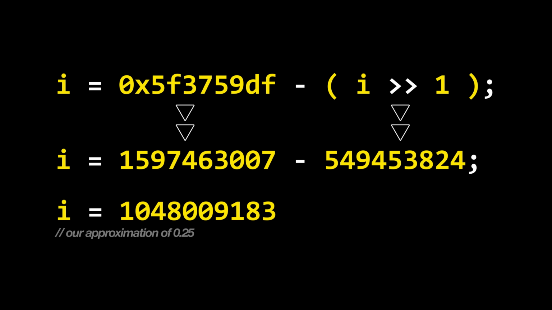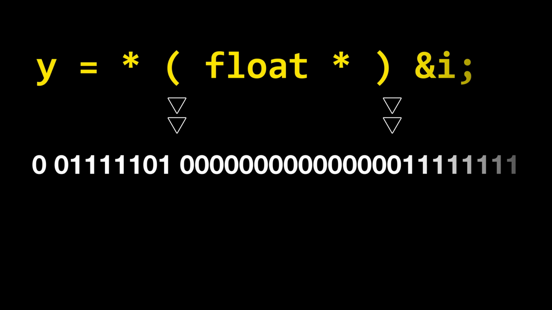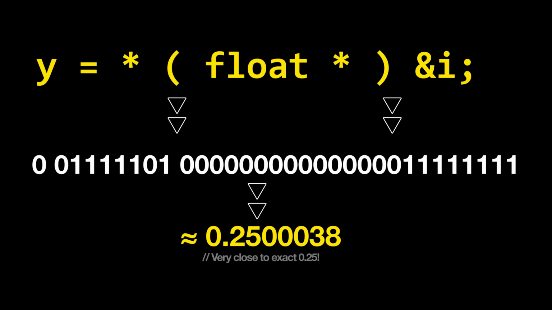Now our approximation is an integer that needs to be reinterpreted as a float, which brings us to the next line. To get our solution, we must reinterpret the integer bits as float bits, just like the previous line, and we end up with the binary value of our solution. We convert it to decimal, and we get our first approximation. Close enough, but it needs refinement.